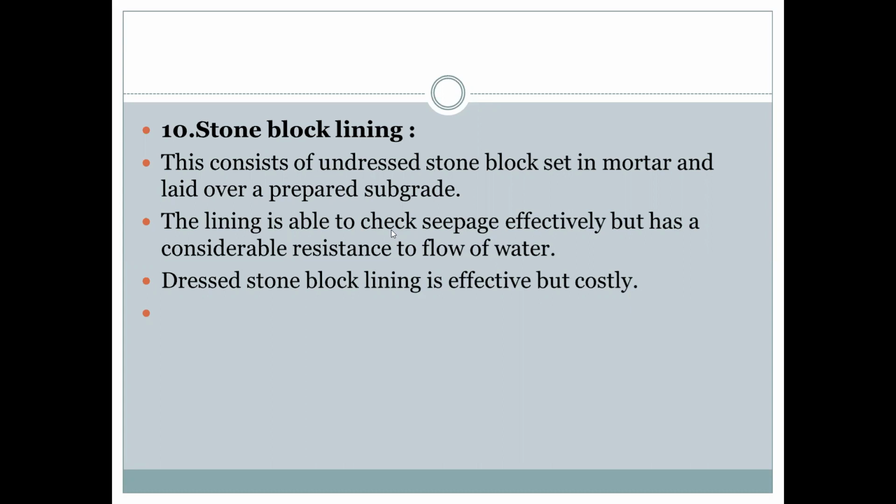As we have seen, brick lining is done with the help of brick masonry. In stone masonry, stone blocks are laid in layers, which are more effective, but they are more costly. This dressed stone block lining is more costly.